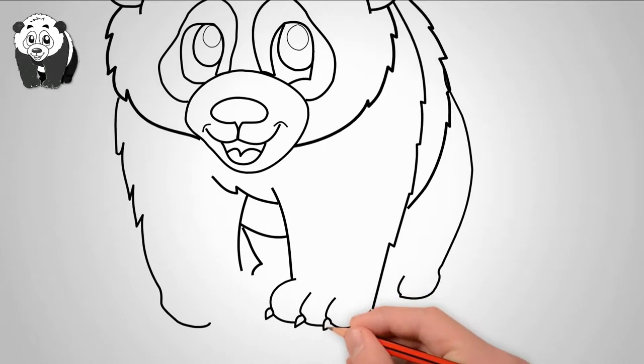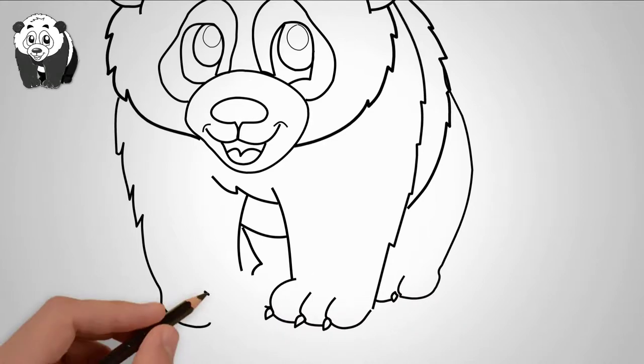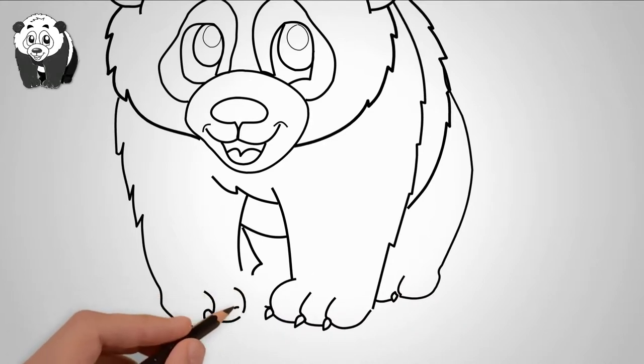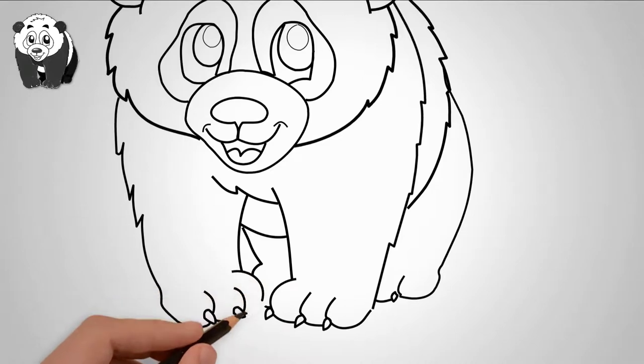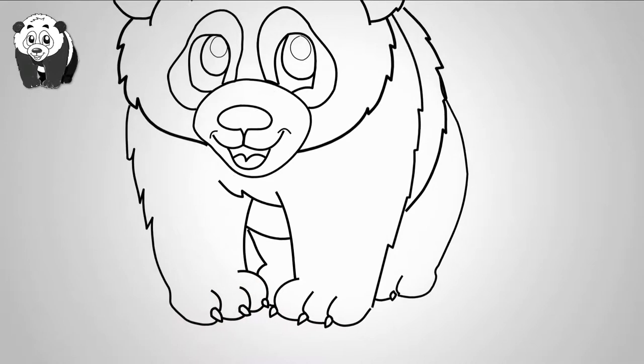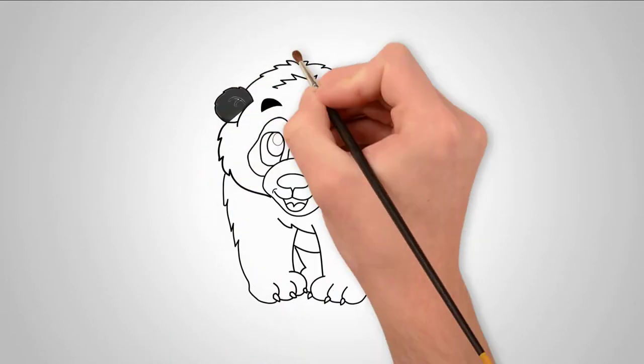Draw the hind legs of the panda. We see one hind paw intact. The second hind paw of the panda we see only partially. And now let's finish the details. And paint the panda. We use only two colors.